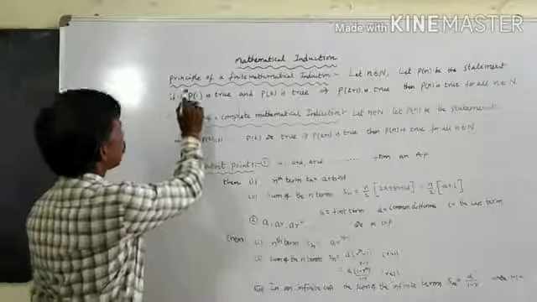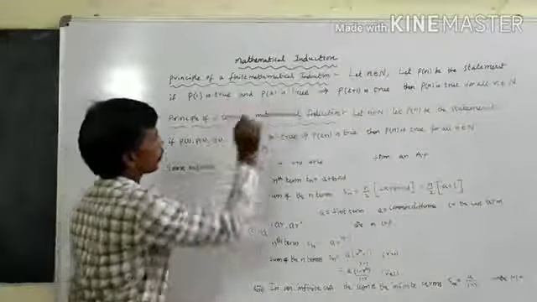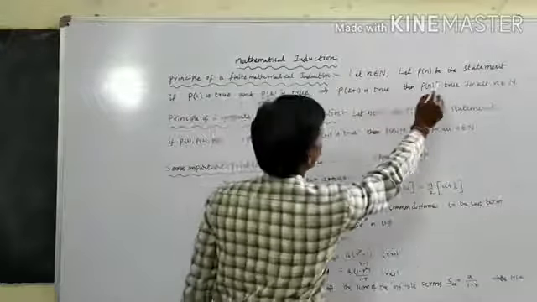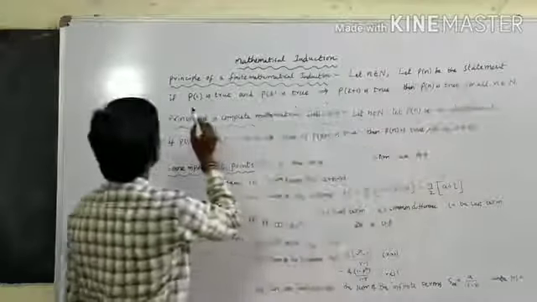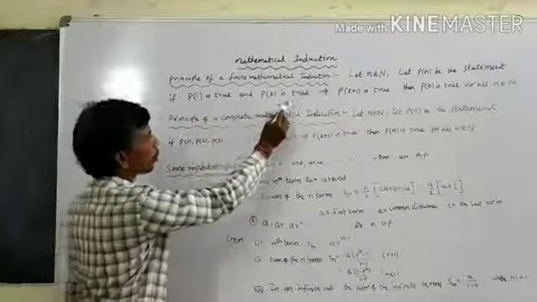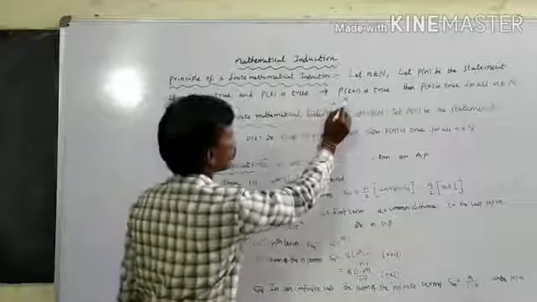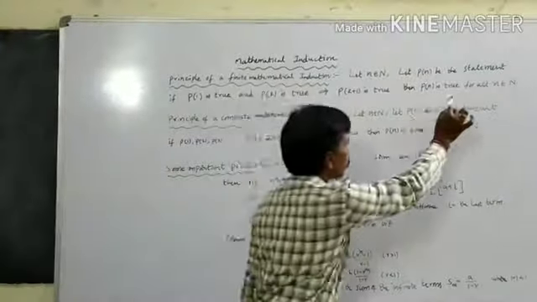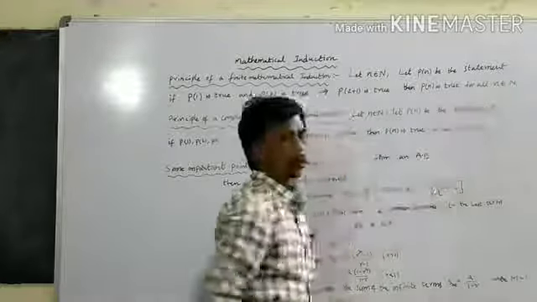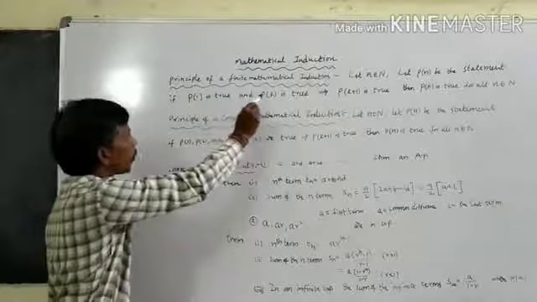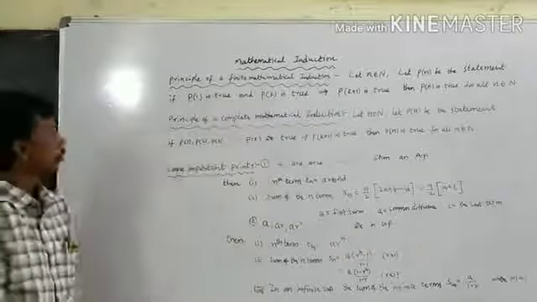First, the definition of the principle of finite mathematical induction. Let n belong to N. Let P(n) be the statement. If P(1) is true and P(k) is true implies P(k+1) is true, then P(n) is true for all n belonging to N. So this is called the principle of finite mathematical induction.